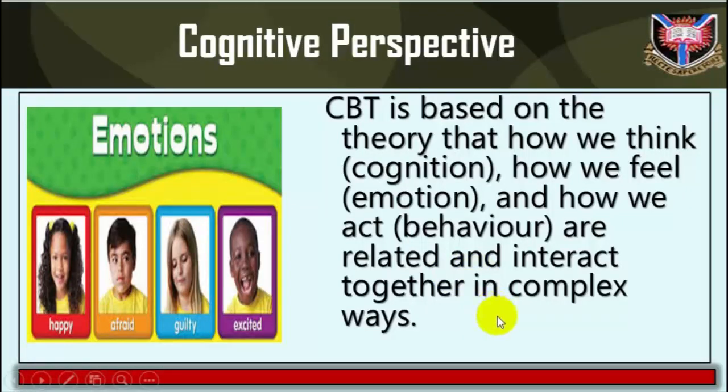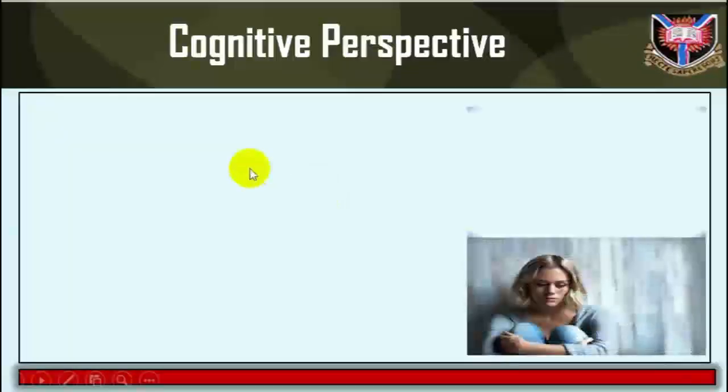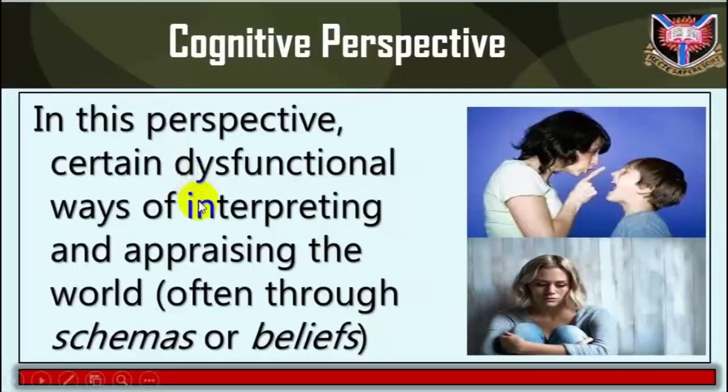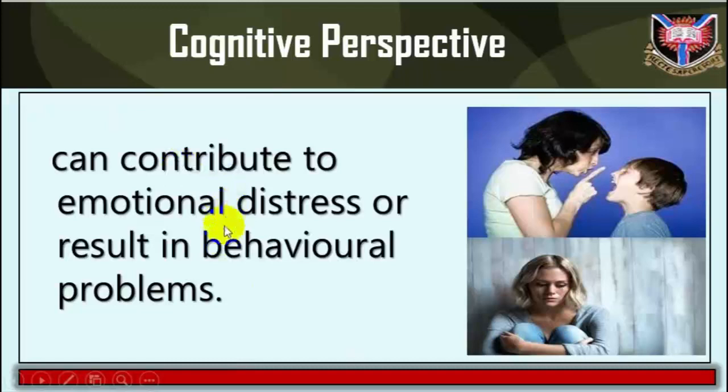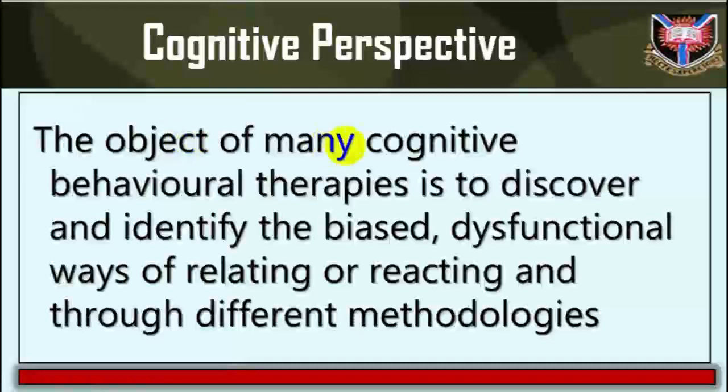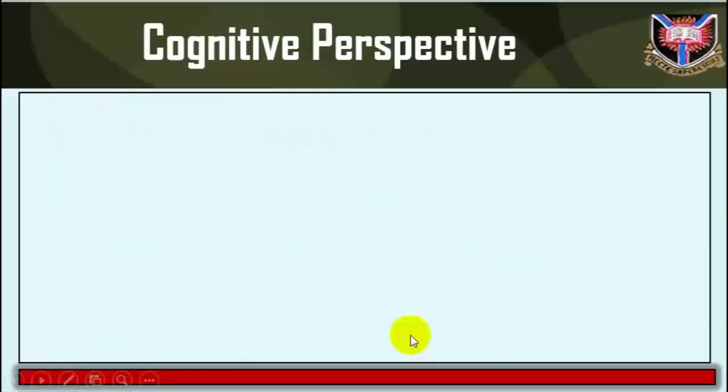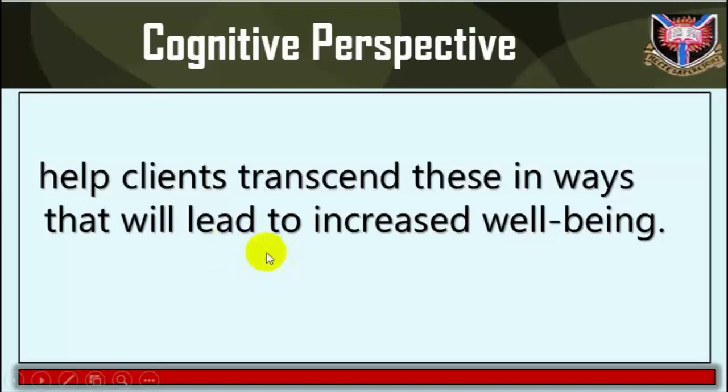In this perspective, certain dysfunctional ways of interpreting and appraising the world, often through schemas or beliefs, can contribute to emotional distress or result in behavioral problems. The object of many cognitive behavioral therapies is to discover and identify the biased, dysfunctional ways of relating or reacting, and through different methodologies, help clients transcend these in ways that will lead to increased well-being.